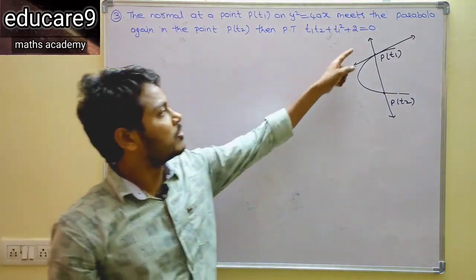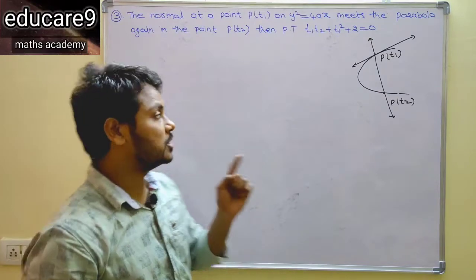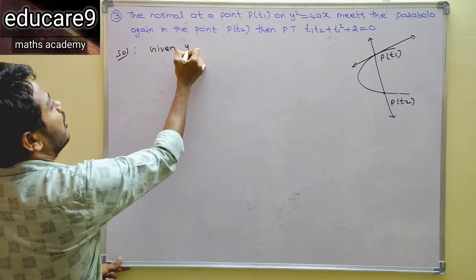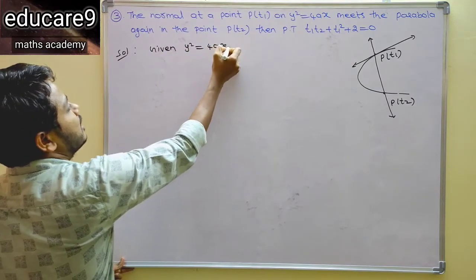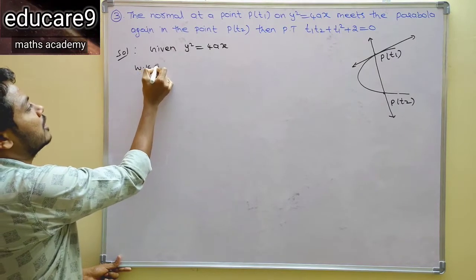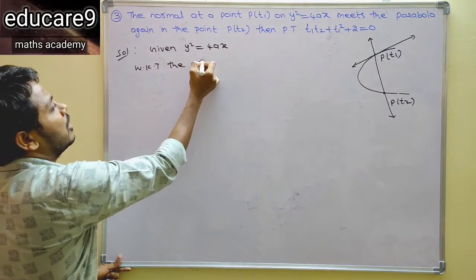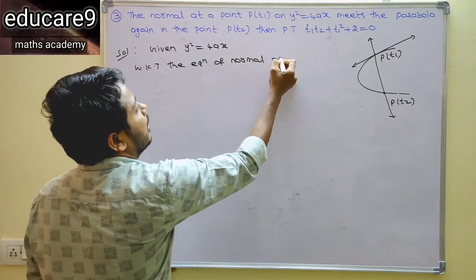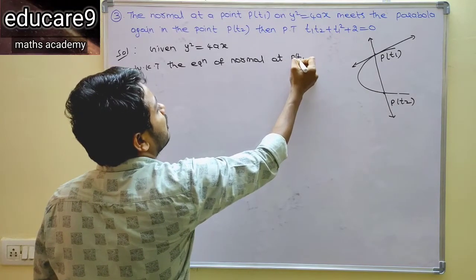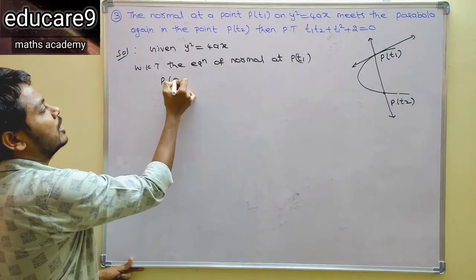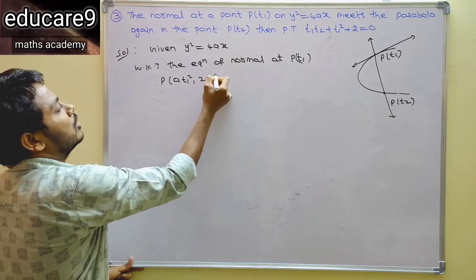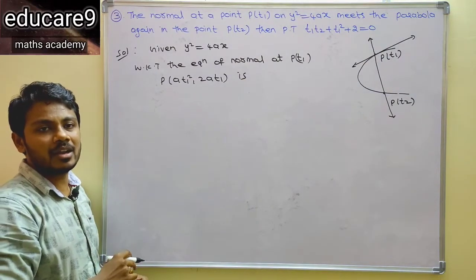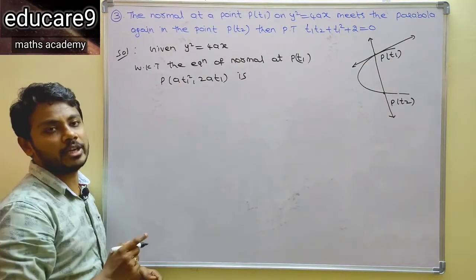You know that the equation of the normal at point P of T1. See here, solution. Given parabola y square is equal to 4x. So you know that the equation of the normal at P of T1, means P of AT1 square comma 2AT1, is... what is the equation of the normal at point AT1 square comma 2AT1?